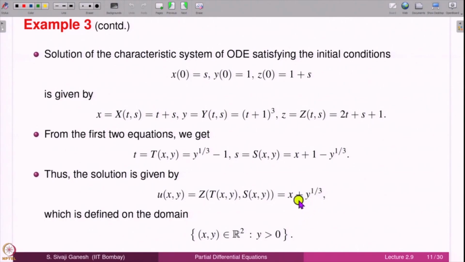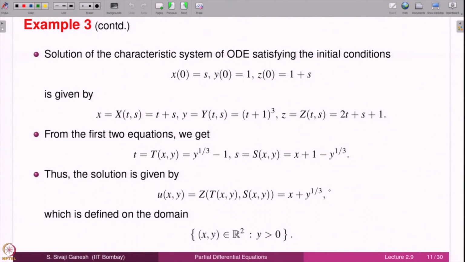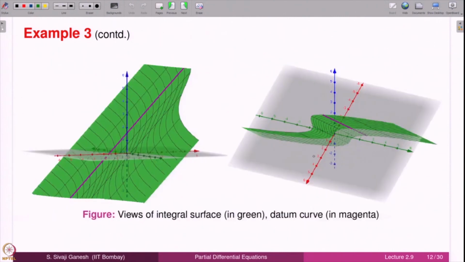But the problem here is that it is not differentiable at y equal to 0. So we have to choose either y positive or y negative. We have chosen y positive, and these are the views of the integral surface with different orientations. Remember always the axes: red is x, green is y and blue is the z axis. So you see that some steepening is happening here around y equal to 0, it should happen, right, because y power 1 by 3 is there, it is not differentiable, so it should be reflected in the picture.